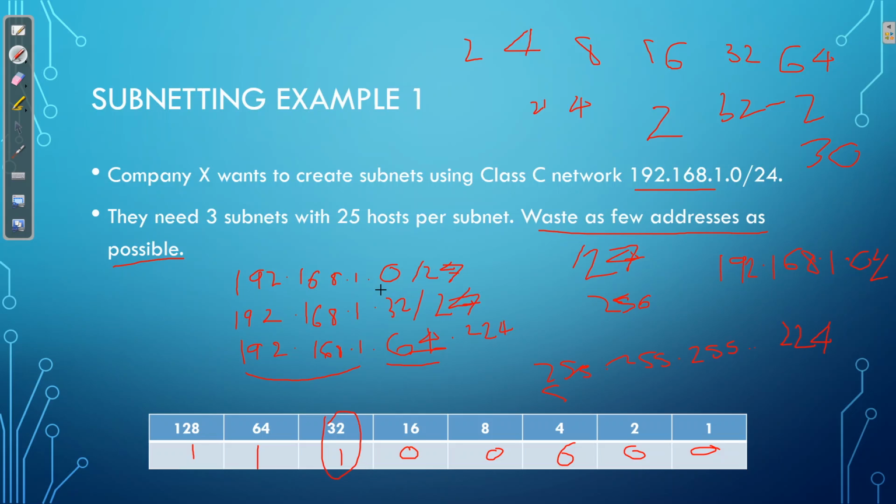And again, to work out the range of addresses, I add 1 to my subnet ID and I minus 2 from the next subnet ID. So in this case, this would be .1 through .30, and this one would be .33 through .62. This one's going to be .65 through, so 32 more is going to be 96, so .94. So that's our subnetting example 1 complete.